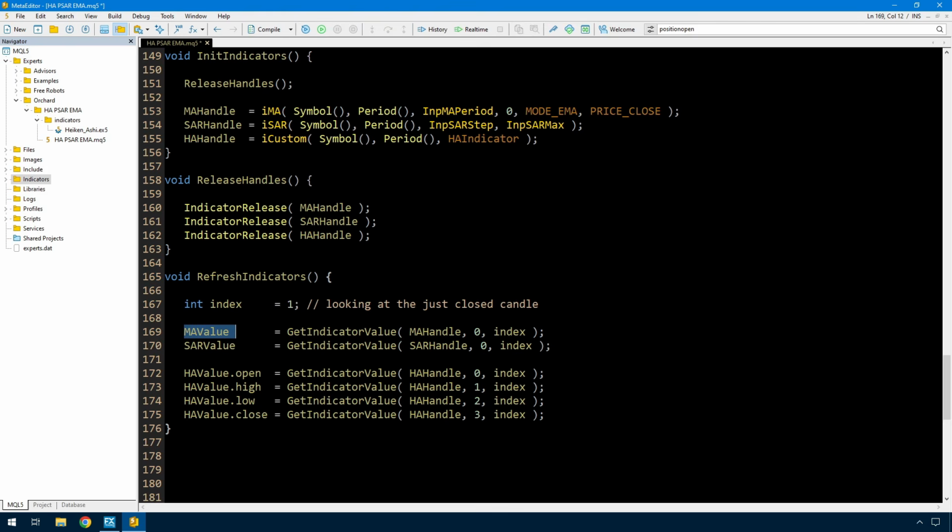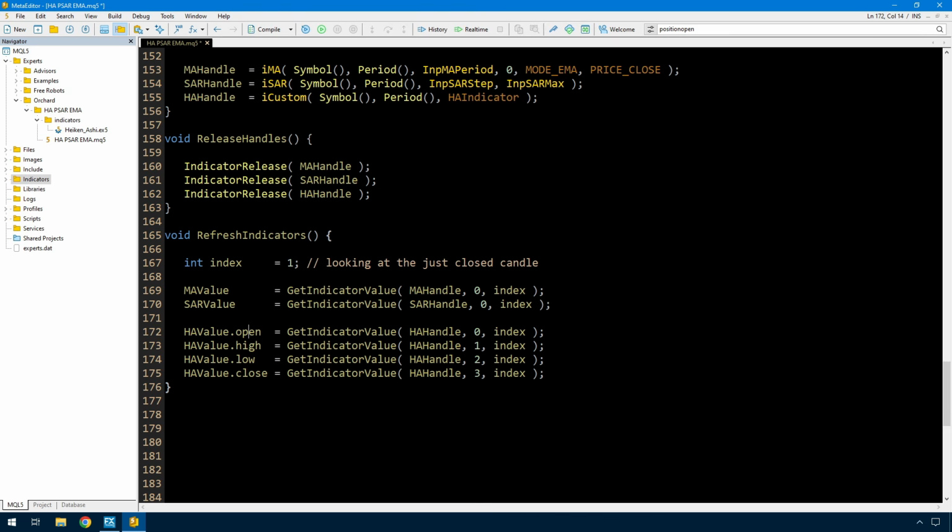Just get the MA value, which is just get indicator value, another function that I'll write in just a moment. For the MA handle, the SAR handle, this is the buffer number. There is only one buffer for the moving average and the SAR, and the index, which is the candle number that I want the value for. For the HA values, remember this is a structure, the HA value of type MqlRates, so it has an open, high, low and close, and they correspond to buffer numbers 0, 1, 2 and 3 of the Heikin-Ashi. So same functions here, but calling it with different buffer numbers.